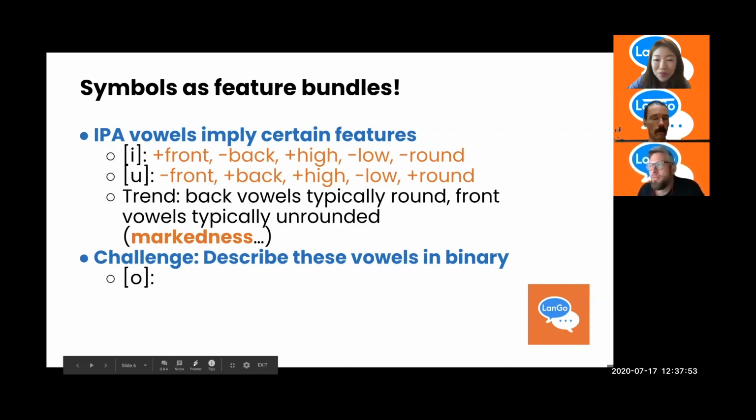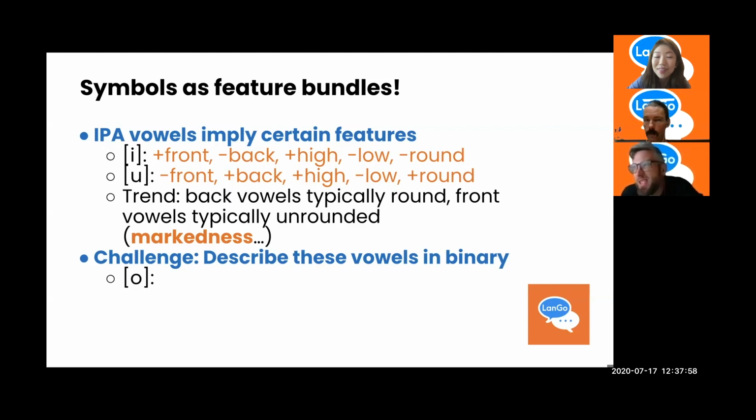Well, just talking about front or back is O plus front or minus front. That's going to be minus front, right? And then if it's minus front, it cannot be plus back. Wait, it can be minus front and minus back, but if it's plus front, it can't be plus back. In this case, it's minus front and it is plus back, right? Something could be minus front and minus back. We'll talk about that later.